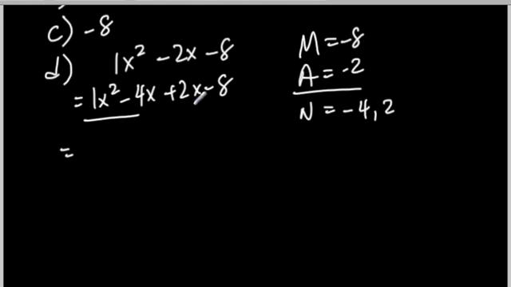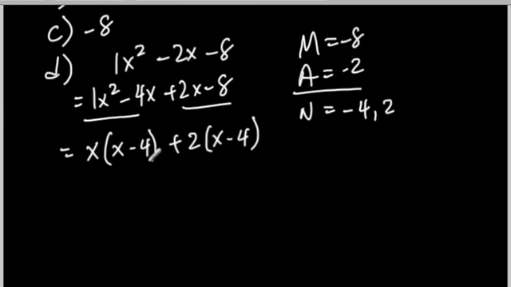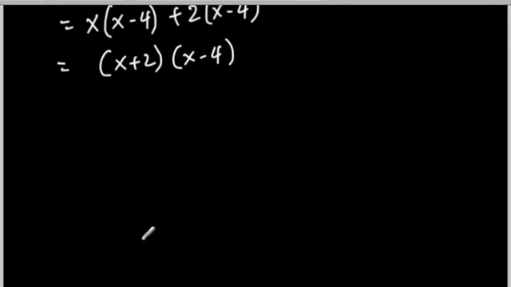So you take the first two terms and the last two terms, and if you factor this, we get x out, and it would be x minus 4, and then what's common here is 2, so it's x minus 4, and we know we're on the right track, so it's x plus 2 and x minus 4, and we're good to go. So that's the factored form.